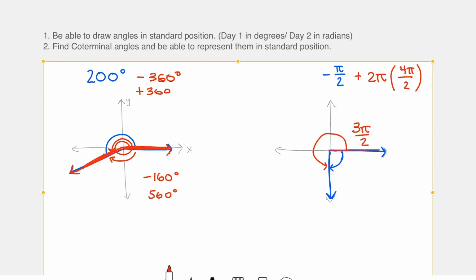Another coterminal angle that starts here and ends here is the one that loops all the way around and then comes back. So if it loops all the way around, first of all, did you notice I'm going the negative way? So that's negative 1, 2, 3, 4 pi over 2s plus another 1, so negative 5 pi over 2. And you could find that by subtracting 2 pi, or subtracting 4 pi over 2s, which would be negative 5 pi over 2.